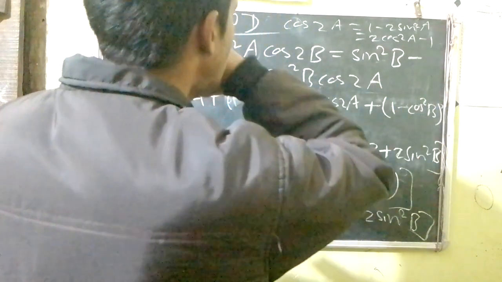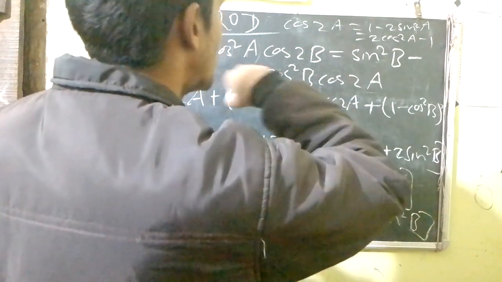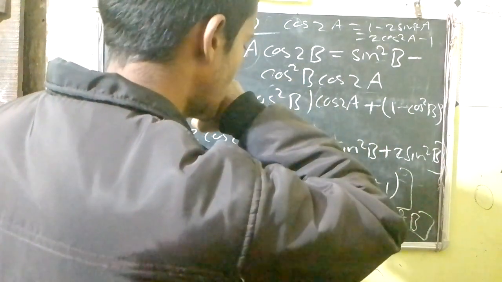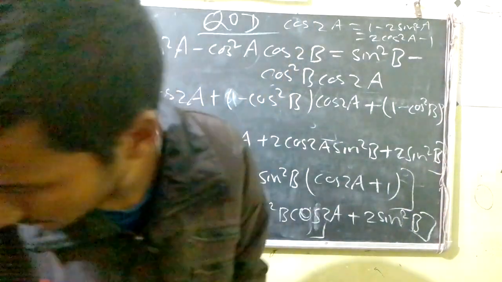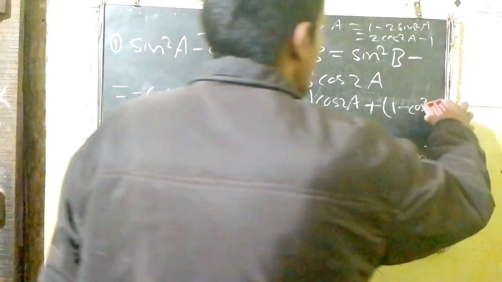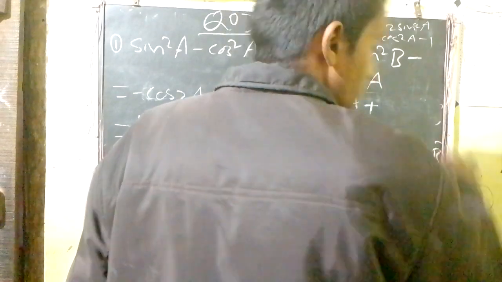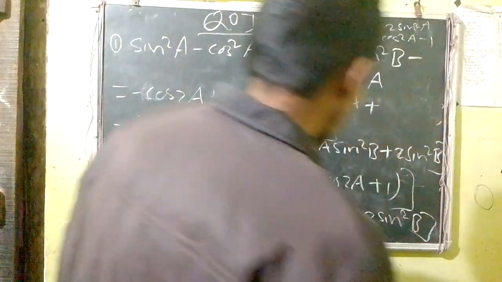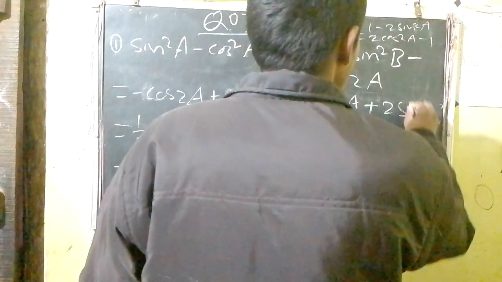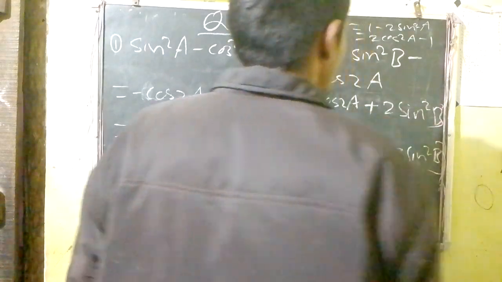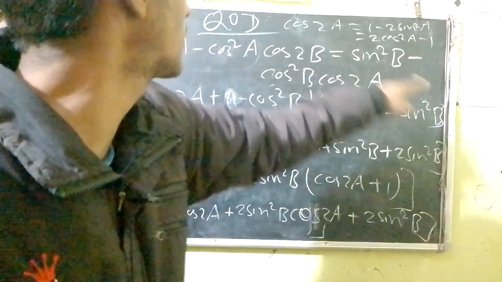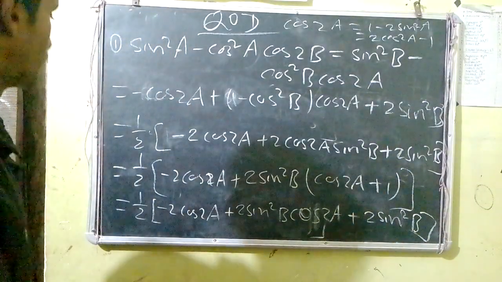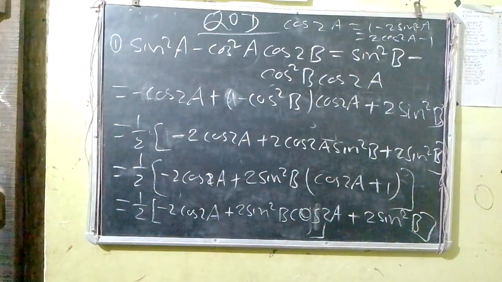Because as you can see, we do have sine square b there, so we better keep sine square b. Does that make sense? 2 sine square b should be there. Why did you keep 2 sine square b? Because we do see that we have sine square b there. Now, do we have anything left? No.